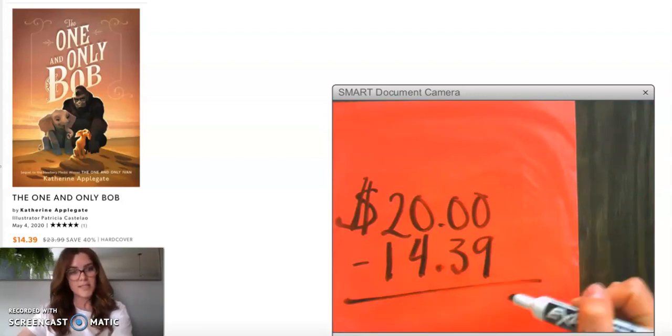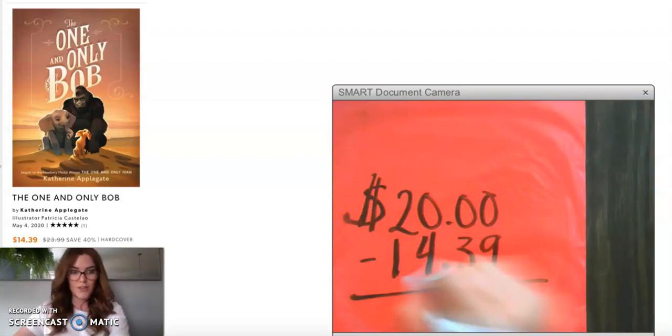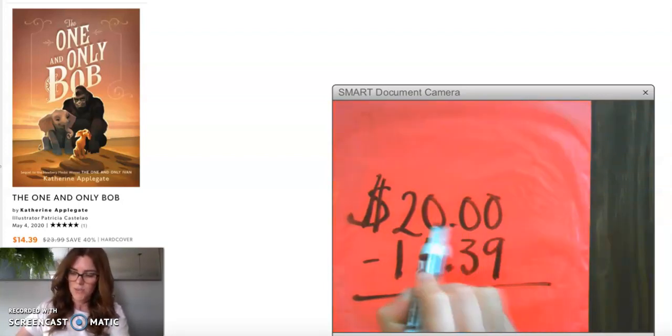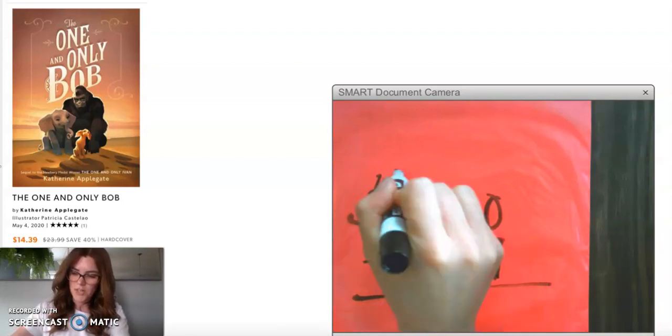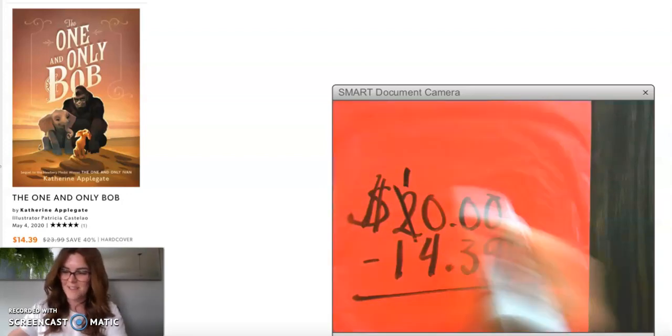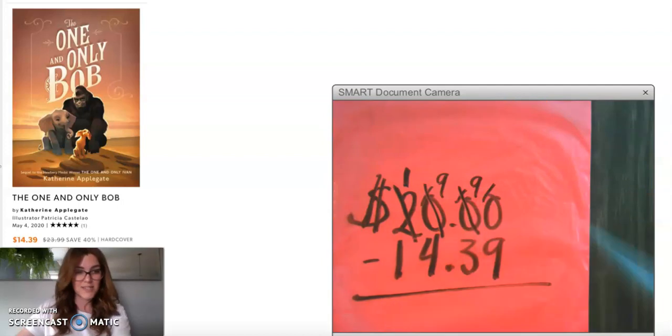Well, now we need to subtract to see how much change I'm going to get. And as I can see here, we have a lot of regrouping to do. We cannot take anything away from a 0, so we have to go all the way to the 2, turn him to 1, and then we have a lot of regrouping, subtracting across zeros. I know you guys love this. So we turn all of these into a 9, and the last one is a 10.